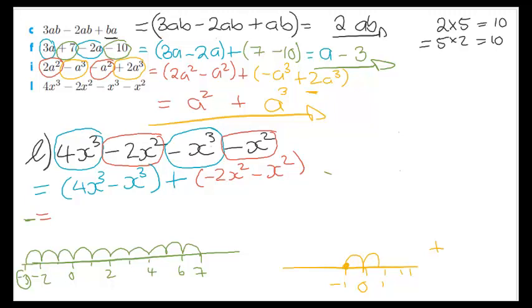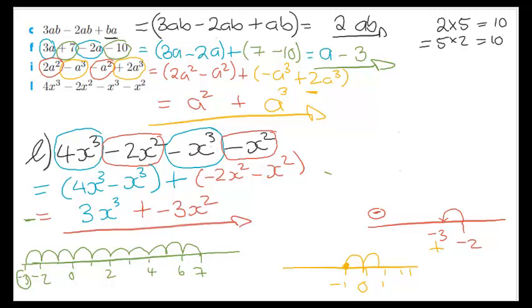And next up, I add them together. So 4 minus 1 is going to be 3x cubed, and minus 2 minus 1 is going to be minus 3. Let's do a number line quickly. So if I start with minus 2 and I take one jump to the left, it gives me minus 3. Remember, minus is in the left direction. Minus 2 minus 1 is minus 3. So that becomes plus negative 3x squared. And that's my final answer.